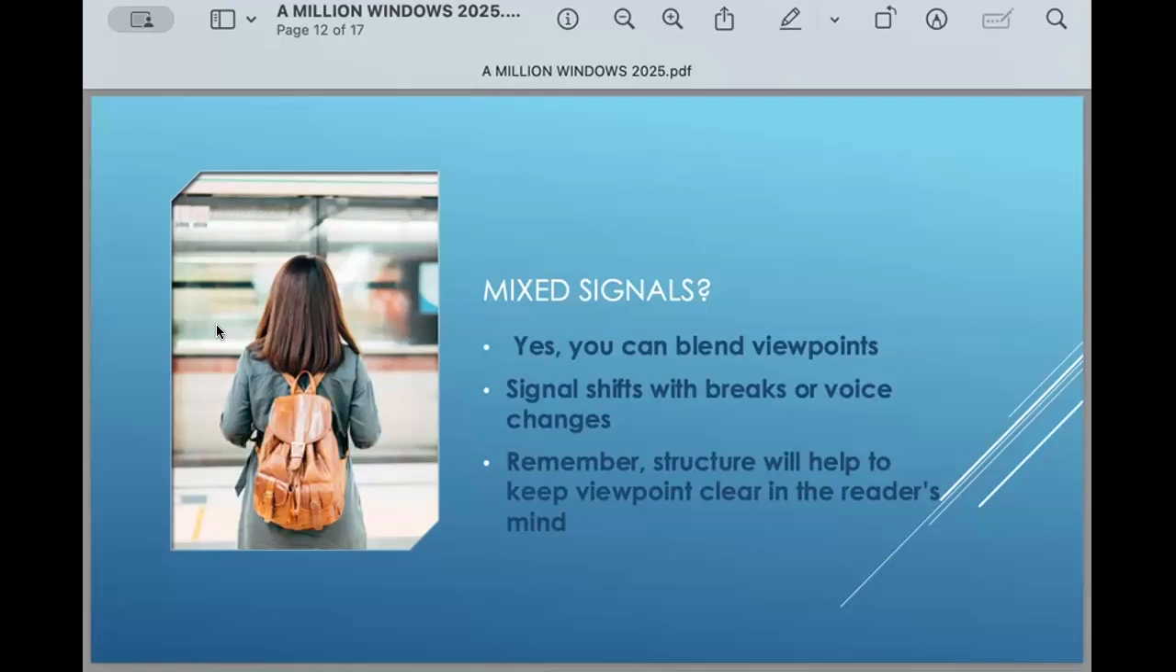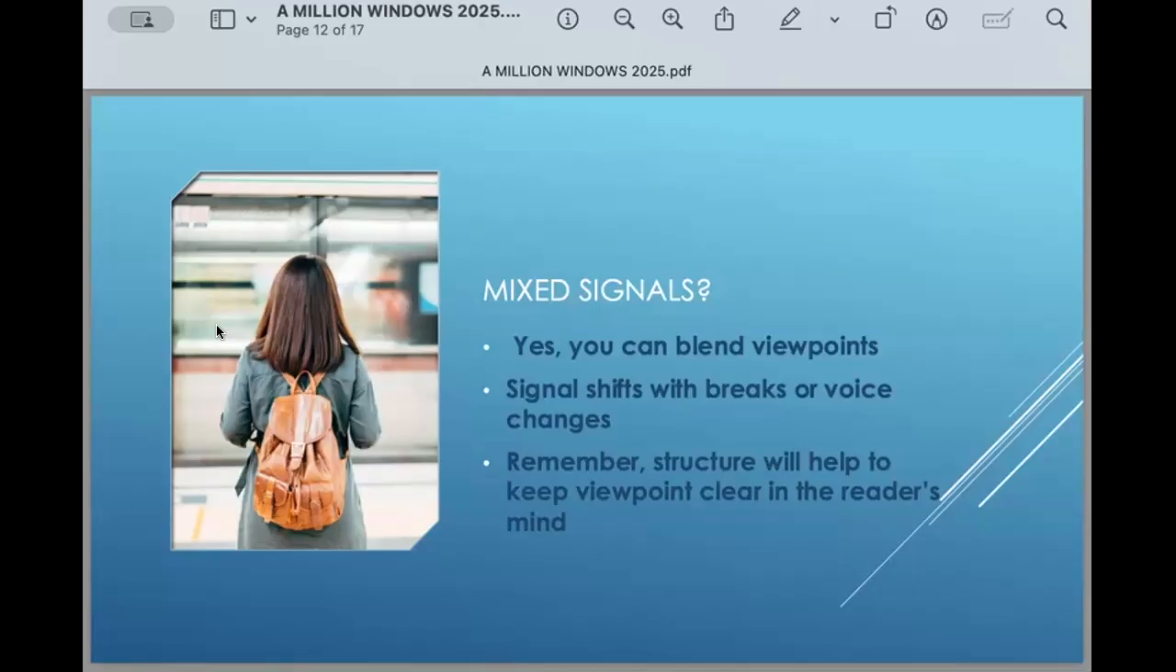So one of the most common things I get asked is, can you switch viewpoints? And the answer is yes, you can absolutely blend viewpoints. We're allowed to, but don't give your readers whiplash. So what do we mean by that? It's like when you're head hopping, when you're going from one viewpoint to another viewpoint, and eventually the reader's left wondering, but wait a minute, whose head am I in here now? You have to signal the shifts, either with a break in the narrative or a voice change or a viewpoint change. And that's where structure can really help you to keep viewpoint clear in the reader's mind.